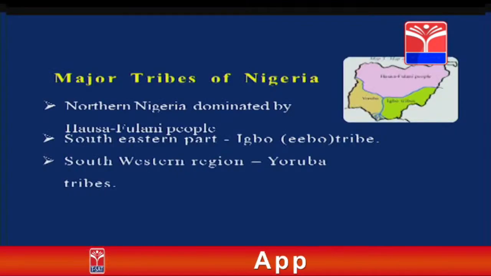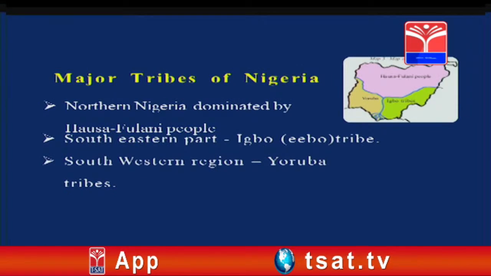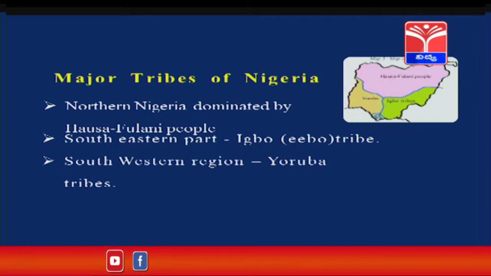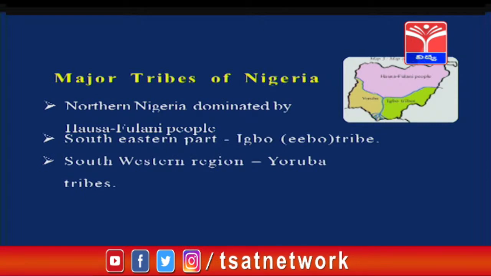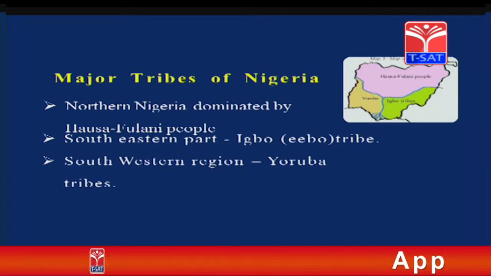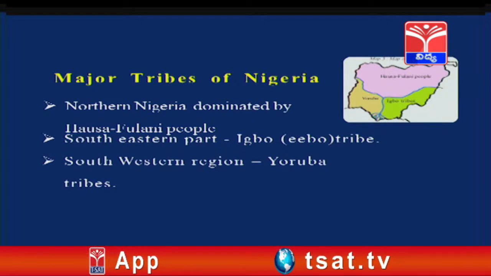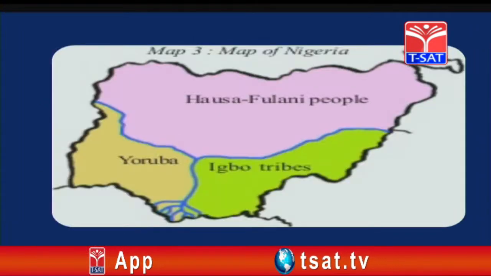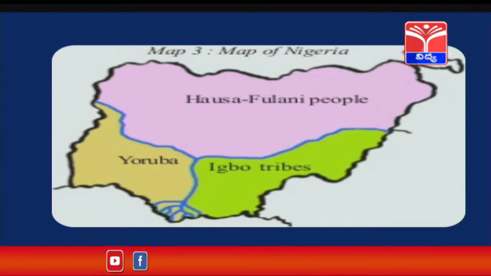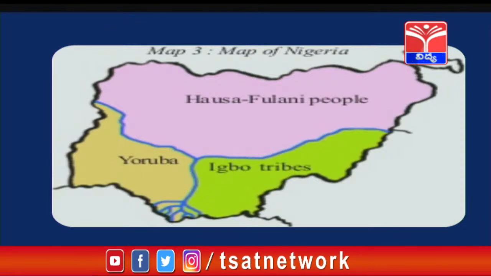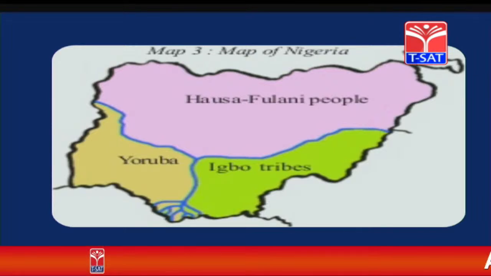The northern part of Nigeria was dominated by Hausa Fulani tribal people, and the southern part is again divided into two parts. The southeastern part is dominated by the Igbo tribe, and the southwestern region was dominated by the Yoruba tribe. The northern Hausa Fulani people were predominantly Muslims, and the southern Yoruba and Igbo tribal people were mostly Christians due to the missionary activity in this area.